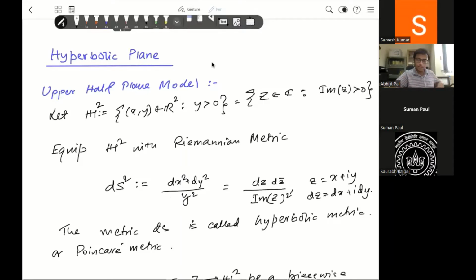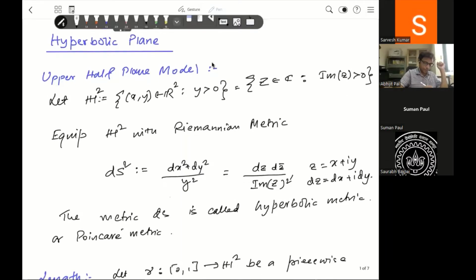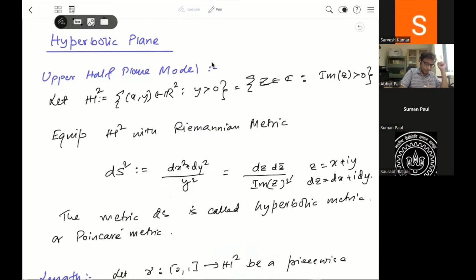So let us begin with the hyperbolic plane. If you have any question, you just stop me and ask. This already has been described. We start with the upper half plane.